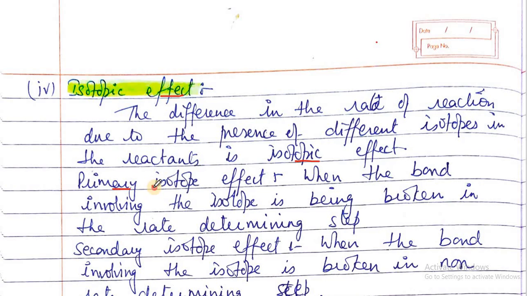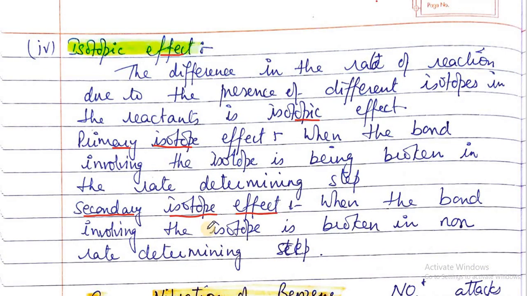Second is secondary isotope effect. When the bond involving the isotope is broken in a non-rate determining step, then we say it is a secondary isotope effect. That is, if the bond which involves isotope breaks in the rate determining step, then it is a primary isotope effect, otherwise it is a secondary isotope effect.